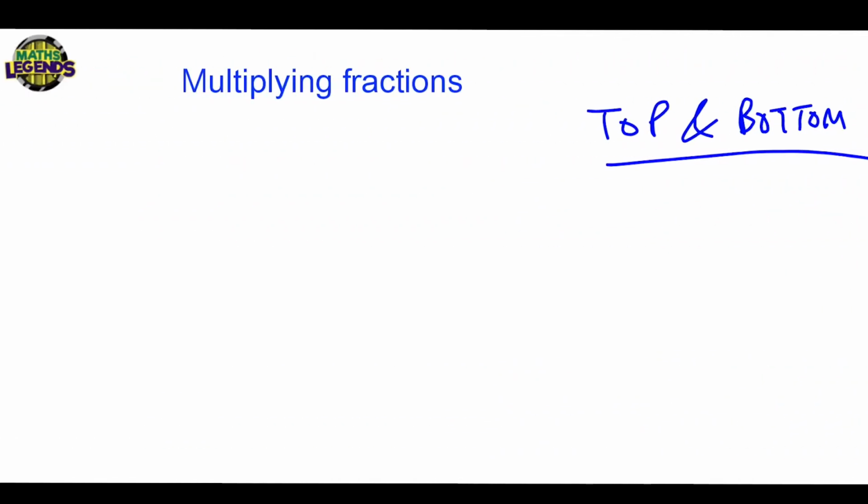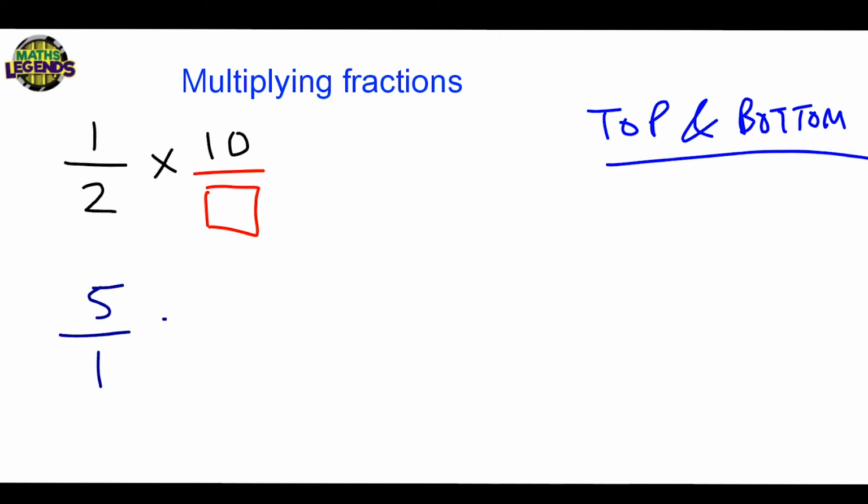Let's look at another example. Let's say we have the question 1/2 times 10. Now you're thinking, well, the second number is not a fraction. It doesn't have a number underneath it. There's no denominator. So what do we do? Well, any whole number, say 5, is the same as 5/1, because 5 divided by 1 is 5. Similarly, 10 on its own is the same as 10/1. So we can treat this question as 1/2 times 10/1. And the rest of the approach is the same.